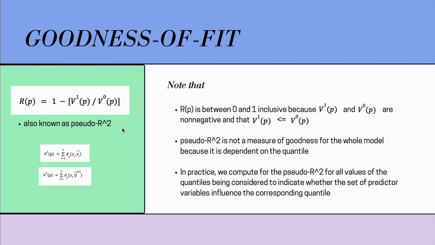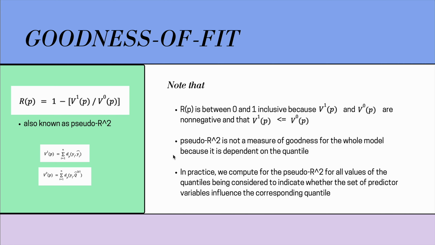Now, why does R of p work similar to the coefficient of multiple determination? v1 of p and v null of p are both non-negative since they are sum of vertical distances with corresponding weights. Also, v1 of p is always less than or equal to v null of p. In practice, we can compute the pseudo R-square for all values of the quantiles being considered to indicate whether the set of predictor variables influence the corresponding quantile.